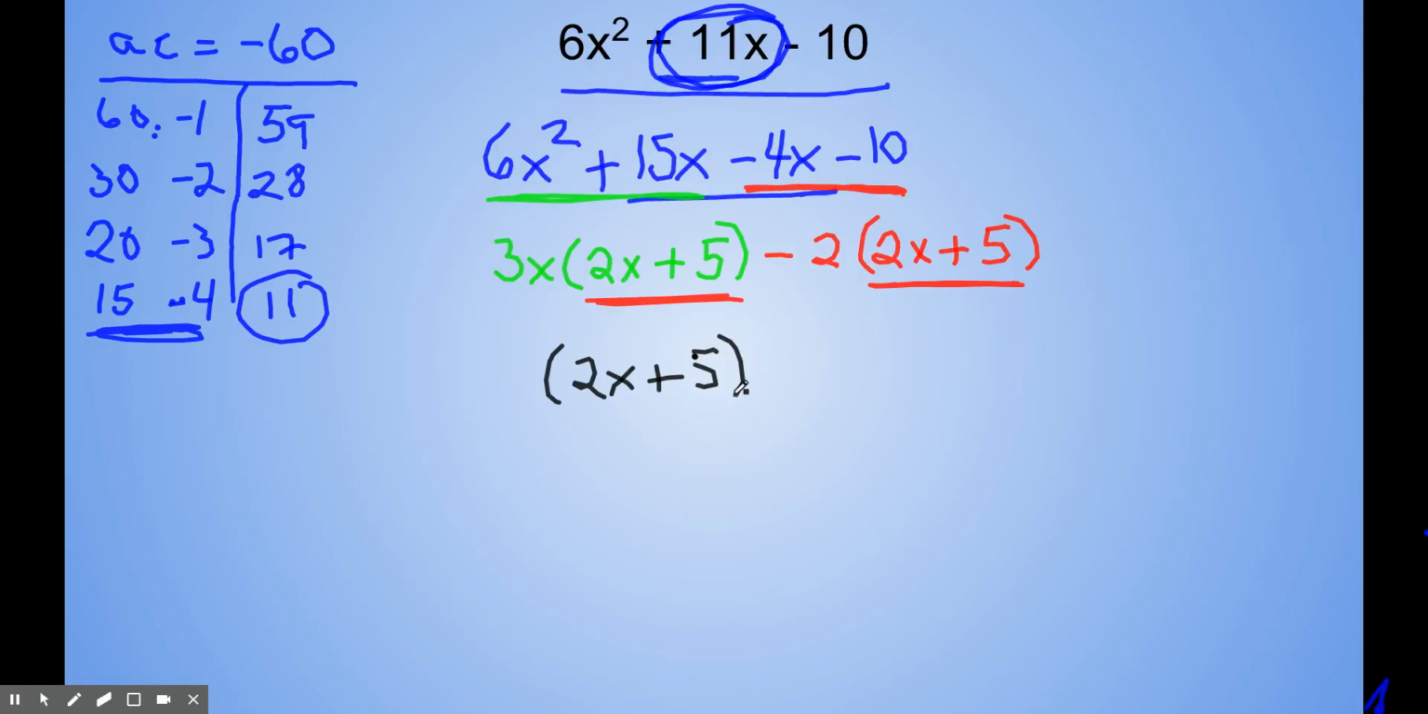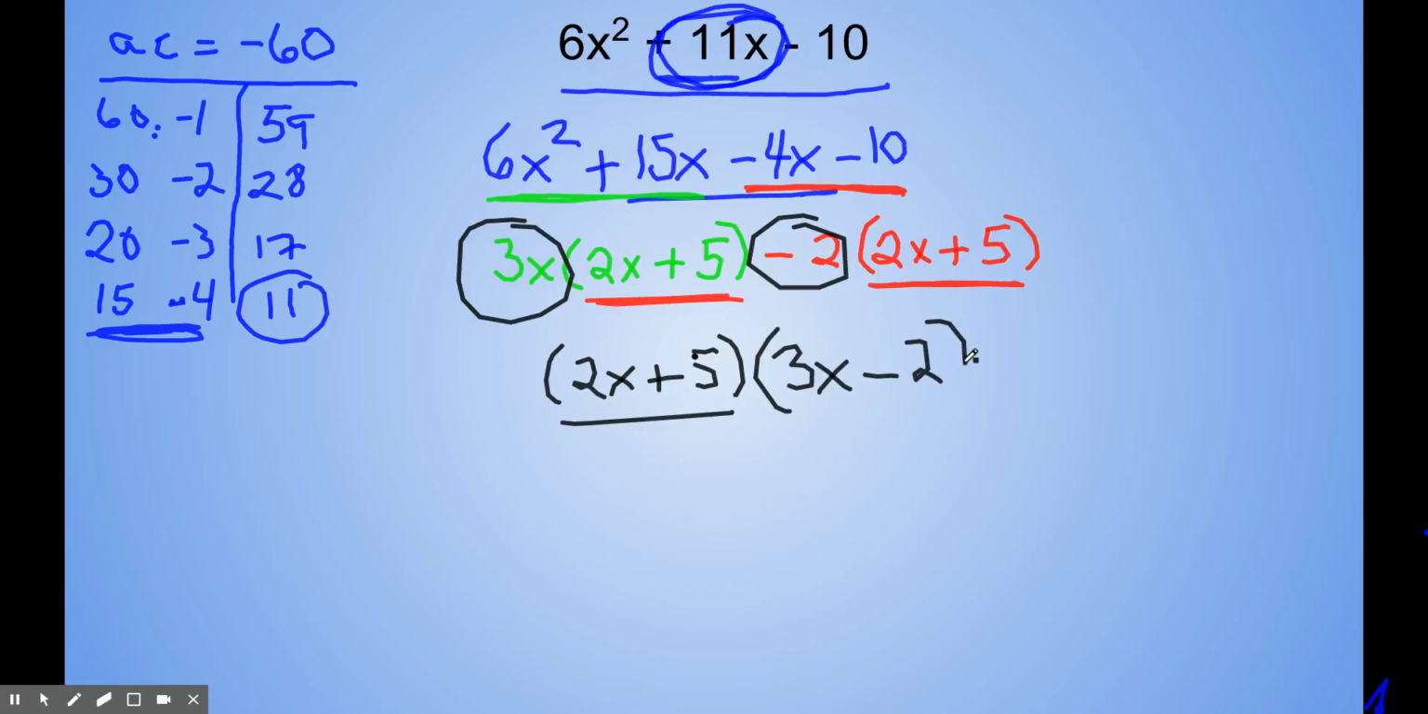And I'm going to take that quantity and I'm going to combine these. I'm going to take this 2x plus 5, multiply it by 3x minus 2. And that is how I factor 6x squared plus 11x minus 10. Now, if you want to check your work to make sure that it works, we can do that. And I'm going to go ahead and FOIL this now to show you that it works. But this right here is the answer that we're looking for.